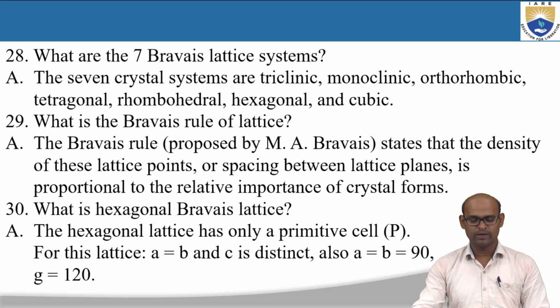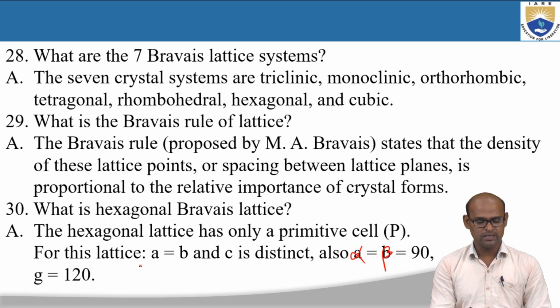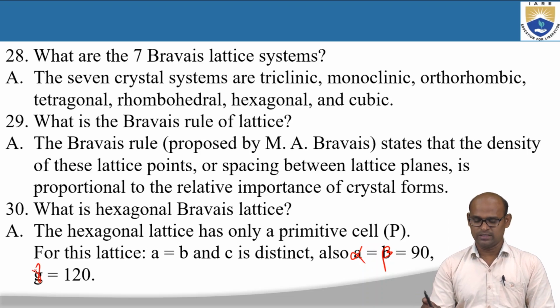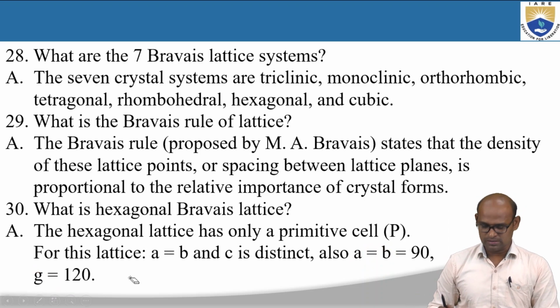What is hexagonal Bravais lattice? The hexagonal lattice has a primitive cell. For this lattice, a is equal to b but not equal to c. And also alpha is equal to beta is equal to 90 degrees but gamma is 120 degrees. So this is the hexagonal crystal system.